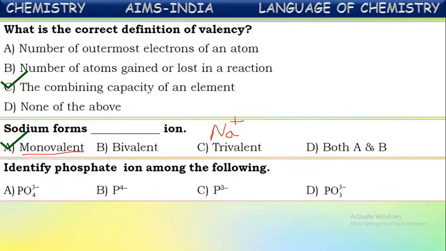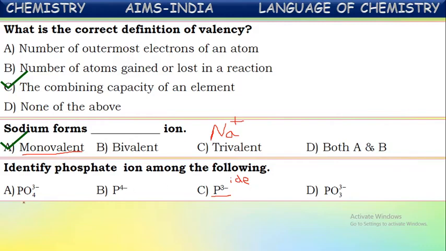Next, identify phosphate ion among the following. Observe here which is the phosphate ion. This is a phosphide ion. If the ion is formed by a single element, a non-metal, then at the ending there will be ide: phosphide, nitride, chloride, oxide. These are the ions formed by a single element.